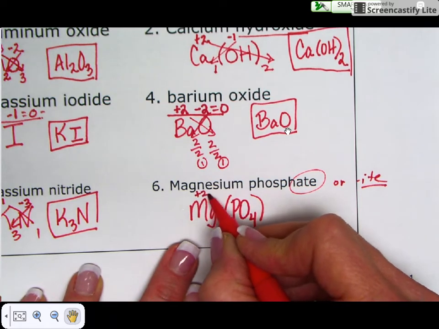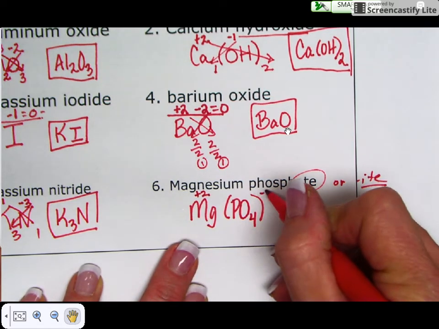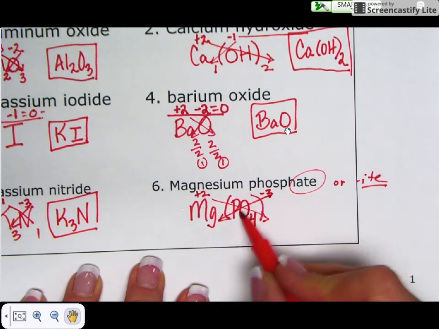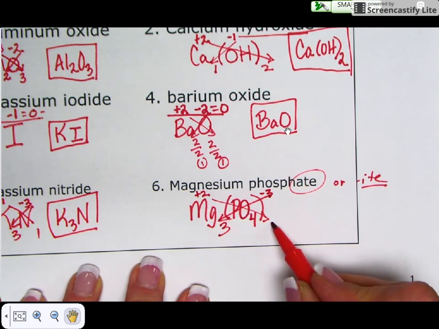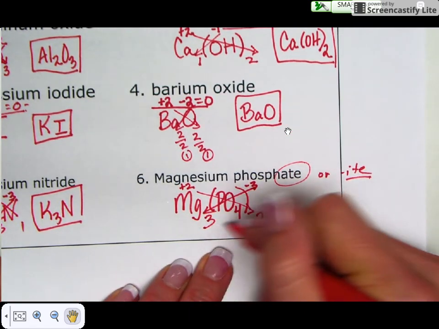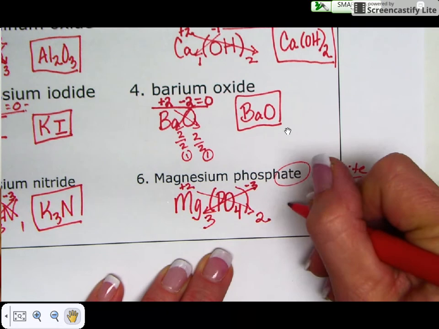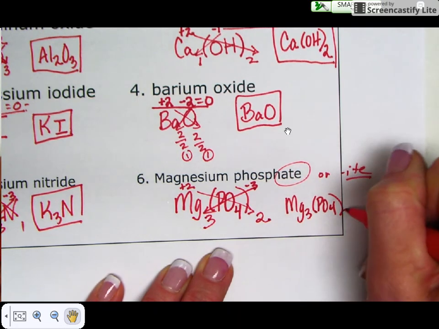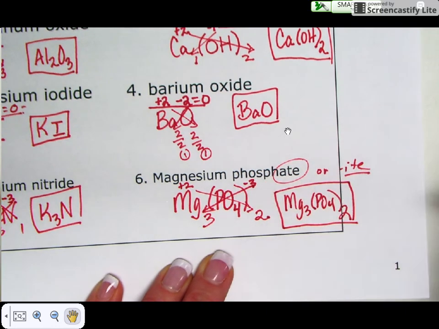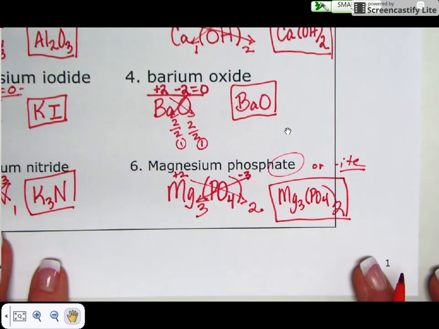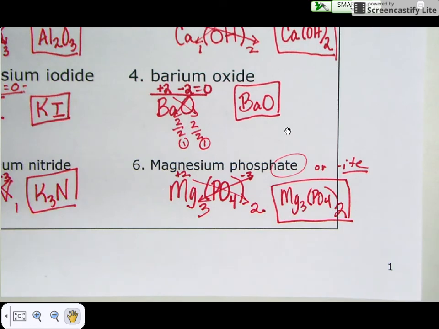Magnesium has a +2 charge. Phosphate's a -3 charge. So when you crisscross your charge values, you get Mg3, (PO4)2. So your final answer, you cannot reduce that. They're not divisible. So your answer will be Mg3(PO4)2. And you would want to leave your polyatomic ion in parentheses. Okay, so that's it. Now you should be good to go to do your homework.